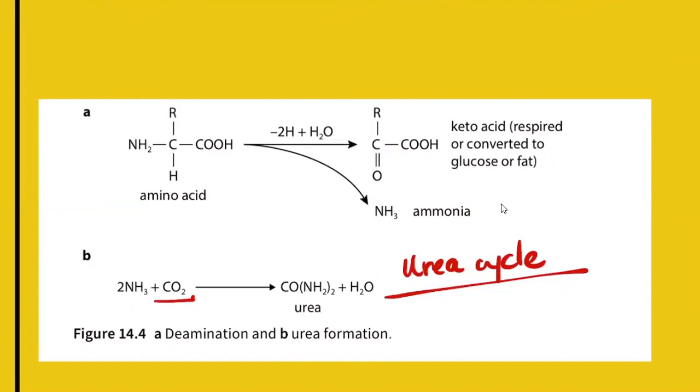After that, we're left with RC, oxygen, and then COOH. And this whole thing, which is a keto acid, can either be converted to glucose or fat, or it can be respired. So if respiration is needed, it can be respired. And if respiration is not needed, then it can join the glucose to form glycogen. Is that it? Exactly.